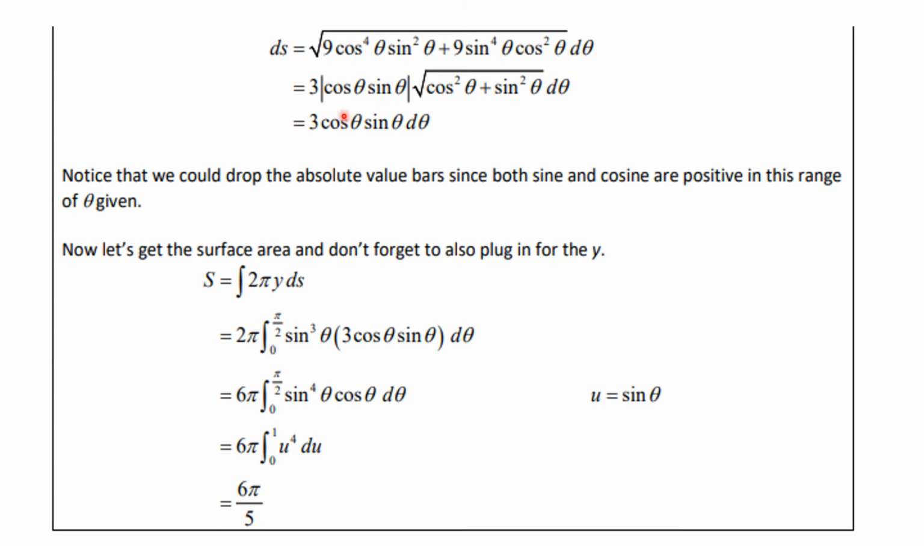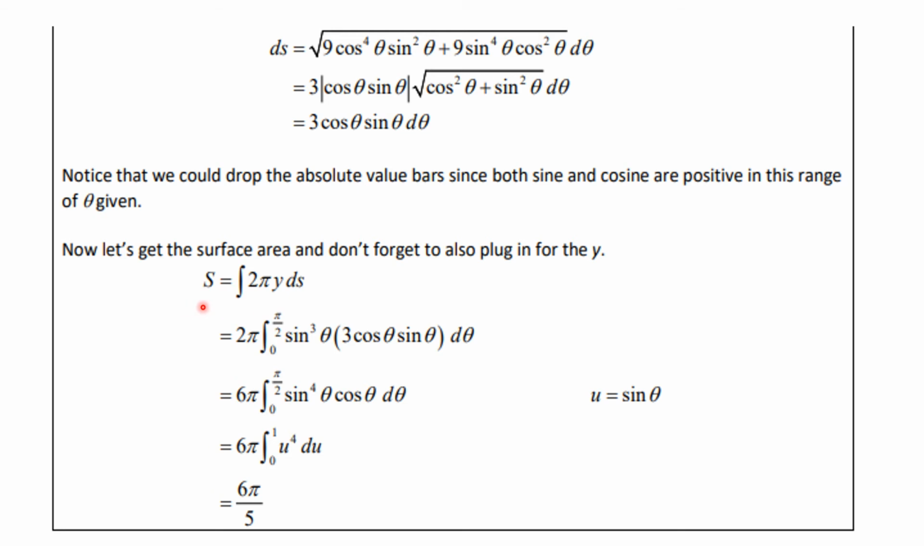And on the interval that we're talking about, all trig functions are positive. That's in the first quadrant. That's convenient. That doesn't happen in real life, but it happens here because this is a sample problem. And so we get this is 3 cosine theta sine theta d theta. And here we're reminding ourselves we can drop the absolute value because both of those are positive in the first quadrant.